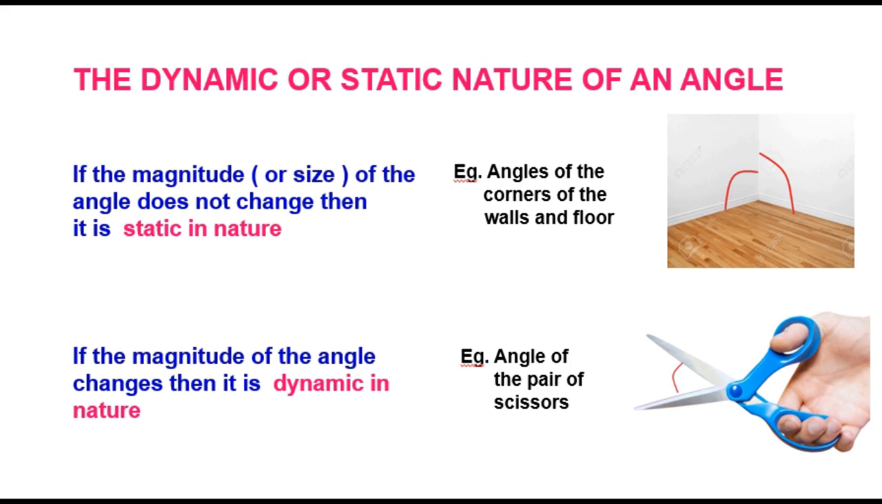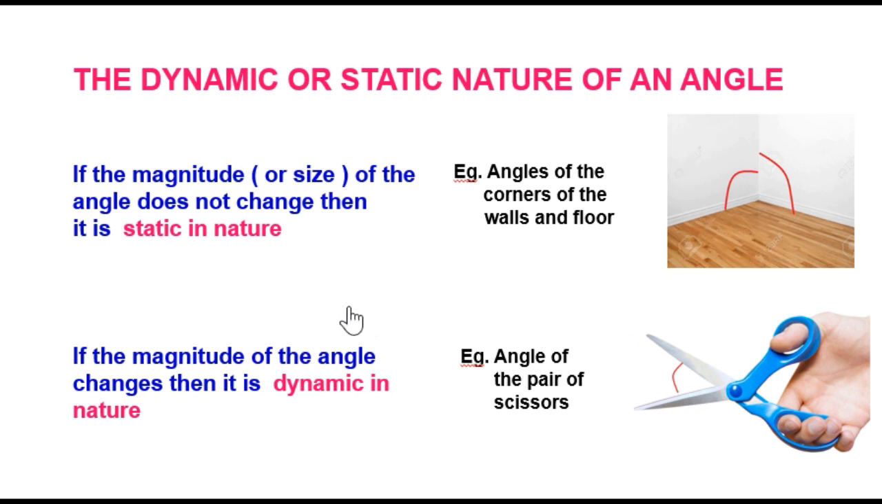Okay students, this is the last lesson of this tutorial: the dynamic or static nature of an angle. Static in nature means the angles are fixed. See these fixed angles, and there are so many examples. You can see them everywhere: your house, walls, and some cupboards. Those are fixed things, those are static, we cannot change them.